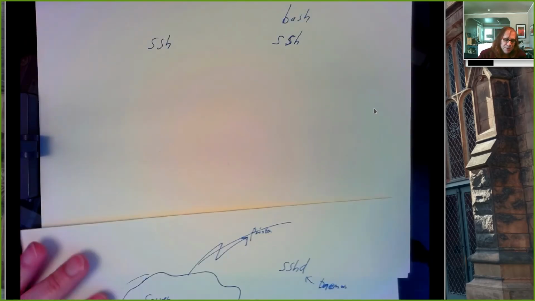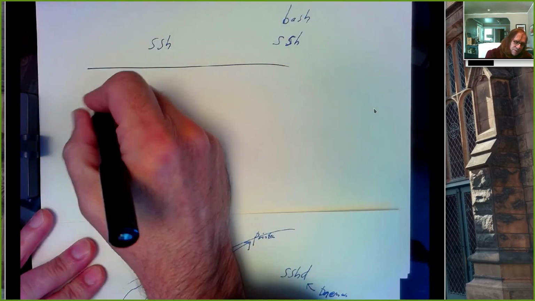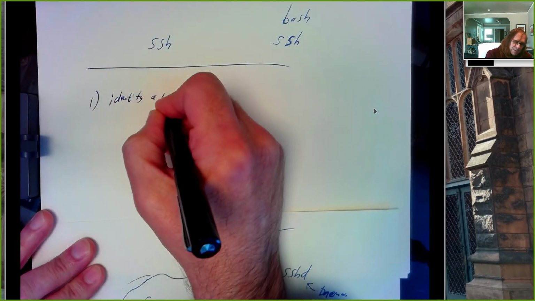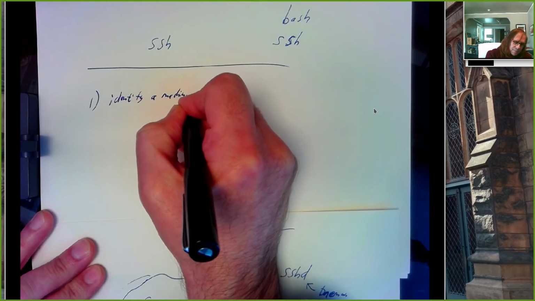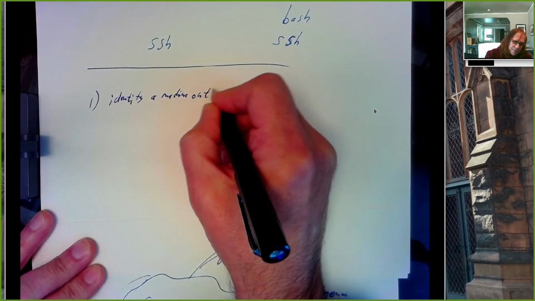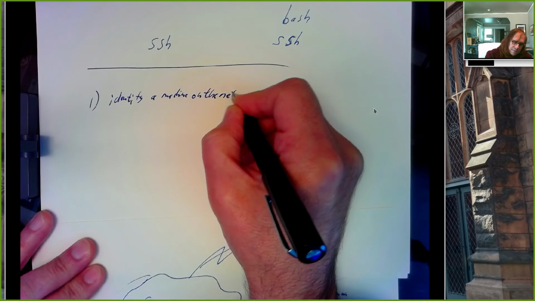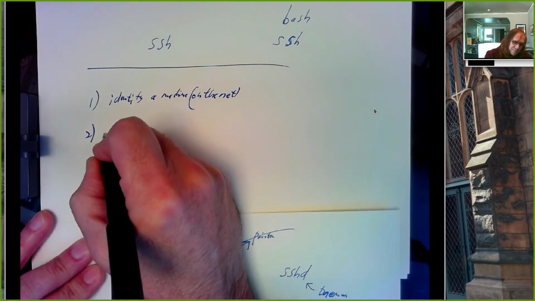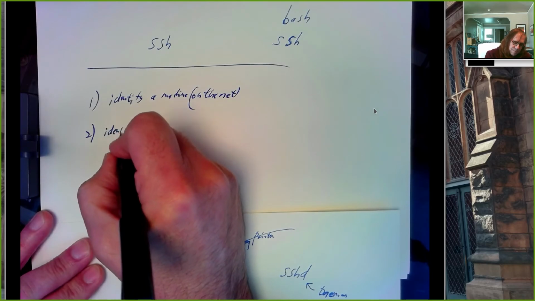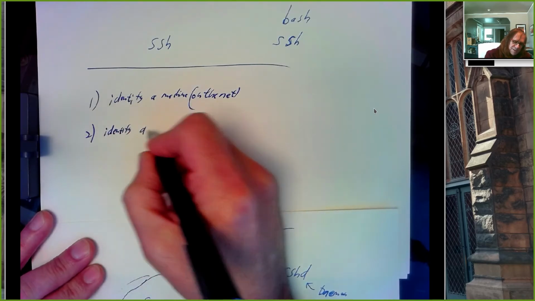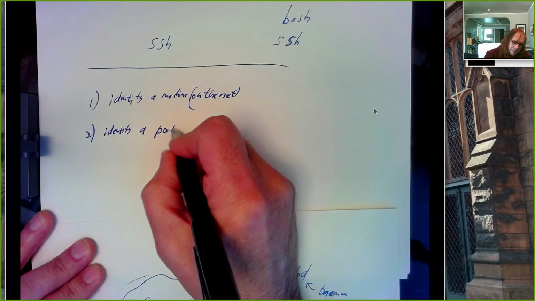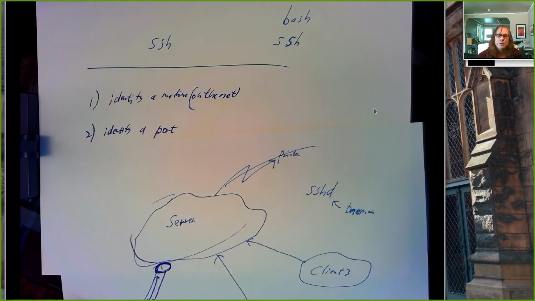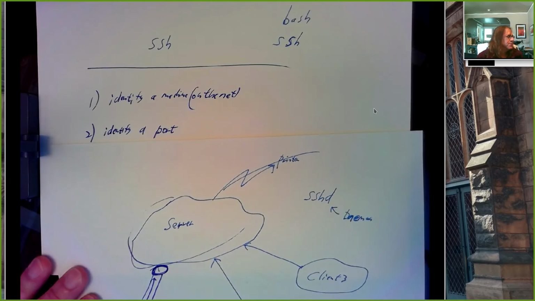So we really need two things to make this happen. One, we need to identify a machine on the net. And two, we need to identify a portal, or it's actually just called a port, on that machine that we want to send information to, get information from.